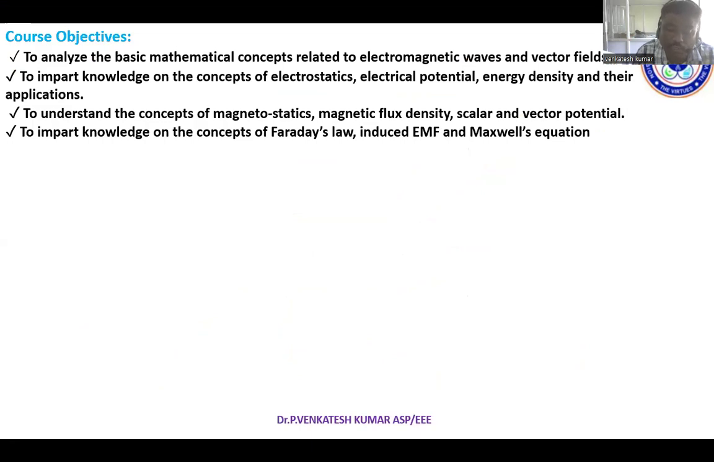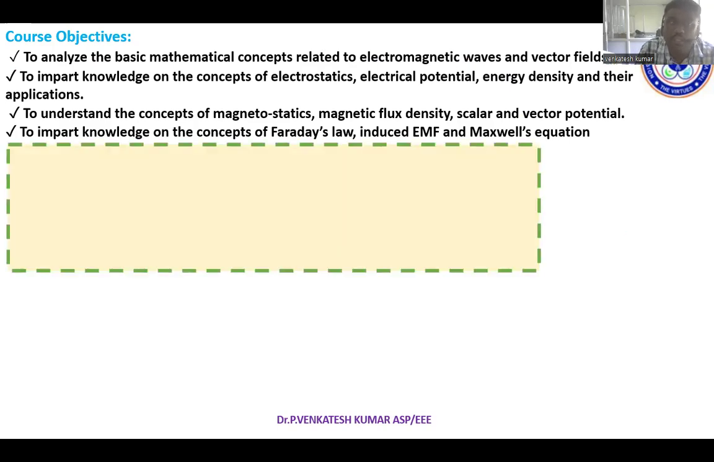So in this subject, what is the main objective? The first objective of this course is to analyze basic mathematical concepts related to electromagnetic waves and vector fields; to impart knowledge on the concepts of electrostatics, electric potential, energy density, and other applications; to understand the concept of magnetostatics, magnetic flux density, scalar and vector potential; and to impart knowledge on the concepts of Faraday's law, induced EMF, and Maxwell's equations. This is the main core objective of this subject.